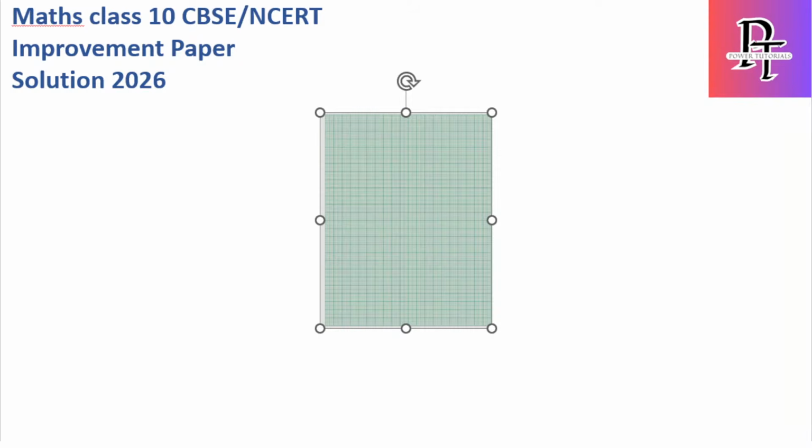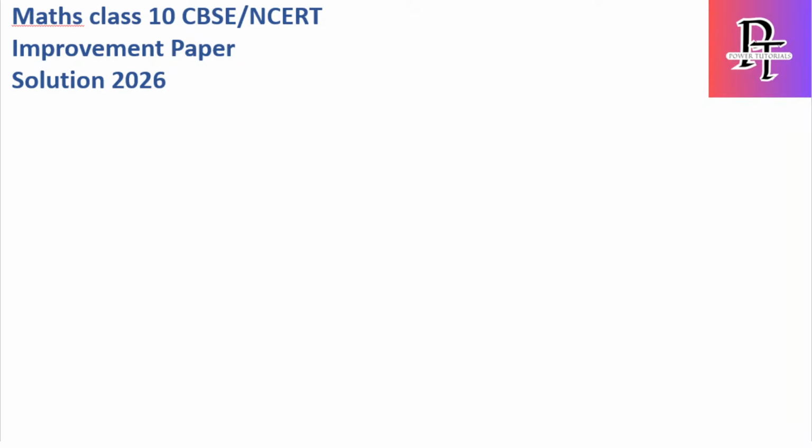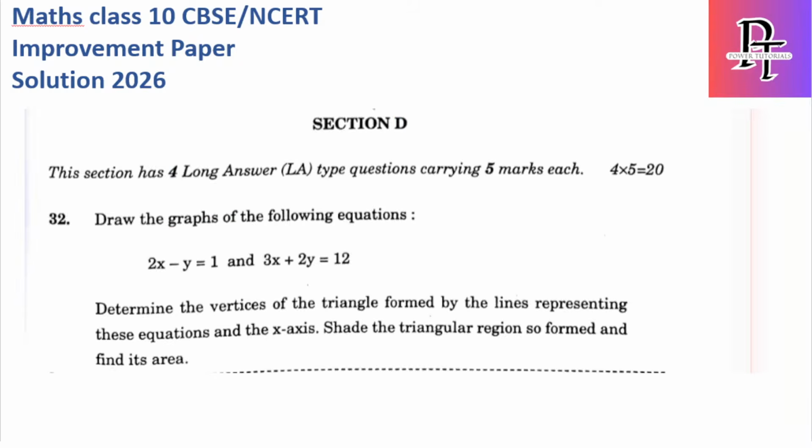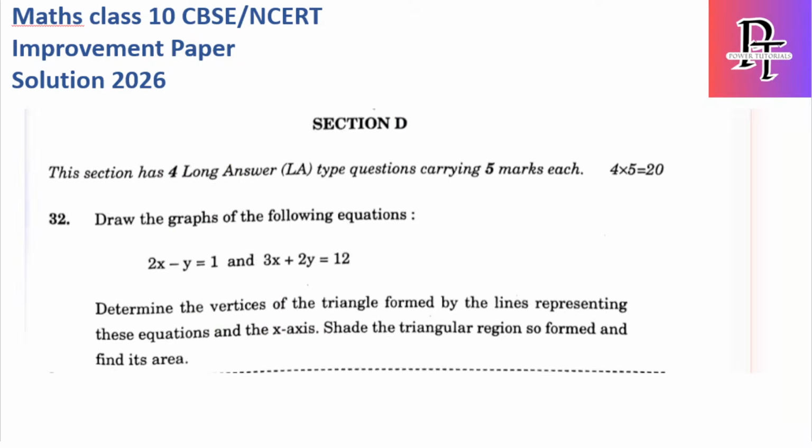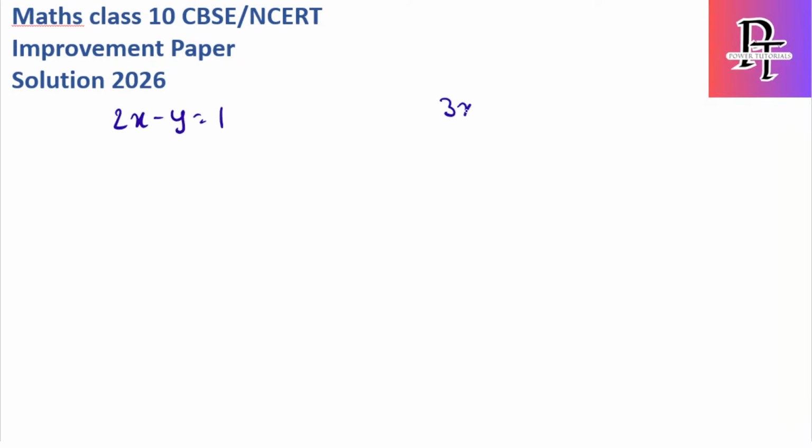Before going to the graph sheet, first we need to find the points of this graph and then plot them on the graph sheet. So let's find the points for these two equations. The equations are 2x minus y is equal to 1, and the second equation is 3x plus 2y is equal to 12.